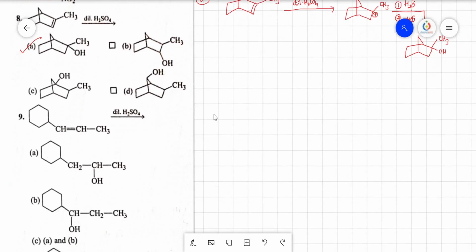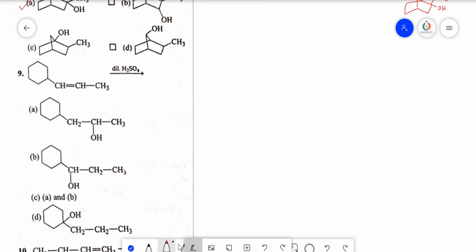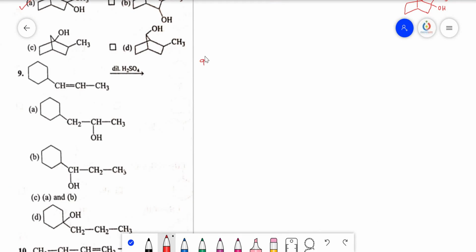Now let us see question number 9. In this question number 9, let's take this molecule and subject it to dilute H2SO4. These are all dilute H2SO4 combinations which give H plus ion. So H plus ion can attack either this carbon atom or this carbon atom. Whichever carbon atom it attacks, the final product will be the same. I'll explain the reason why.